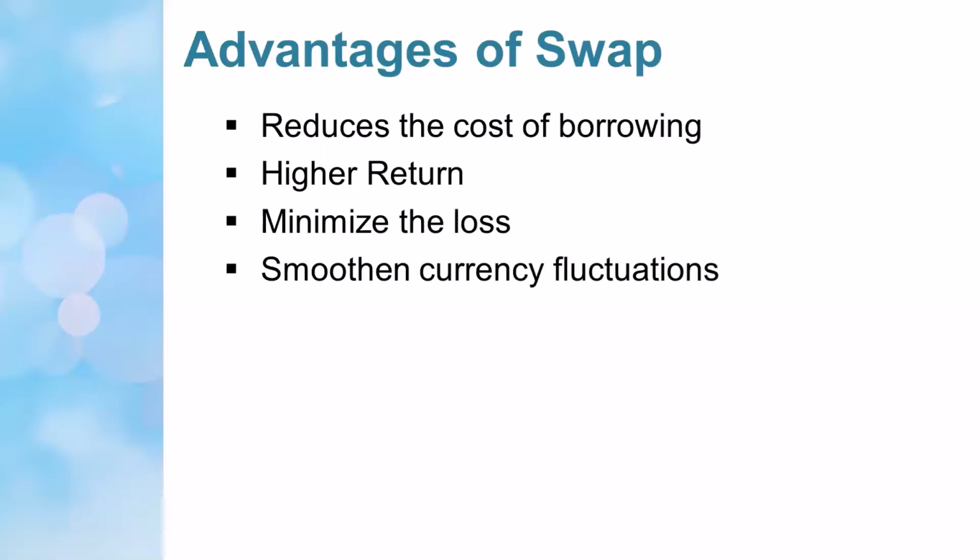And the last part is, swap contracts bring some kind of smoothening in the currency movement, because you are making it transparent for both the parties, the buyer as well as the seller, what is going to happen in future. So the steep fluctuations in the market are normalized through swap transactions. So these are some of the major benefits of swap as a derivative contract. I hope you are there with me.